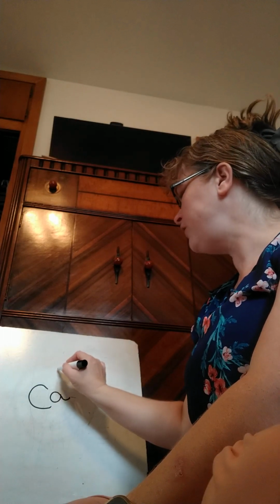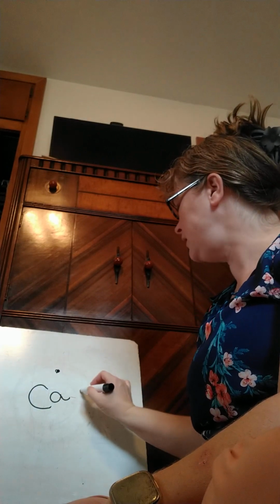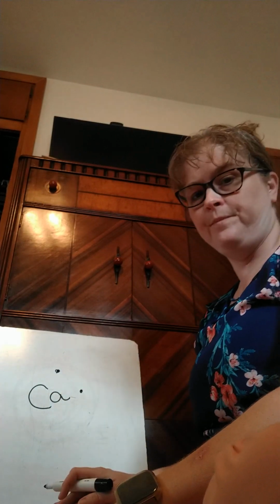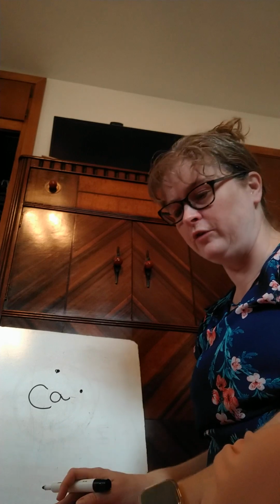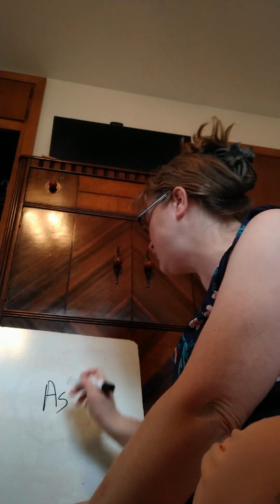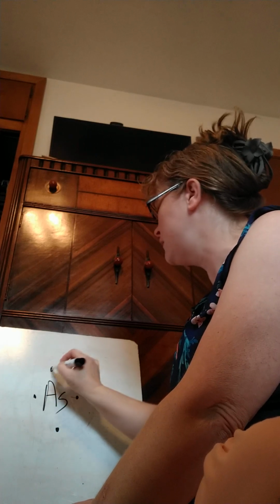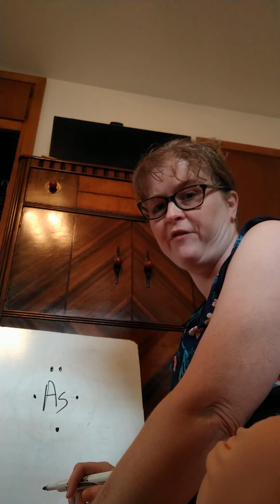We start at the top. You don't really have to, it just makes it simple. And you could go 1, 2. That's it. That is your Lewis structure for calcium. If you wanted to do a Lewis structure for arsenic, it is As. And it has 1, 2, 3, 4, 5 valence electrons. Now we have 5 valence electrons.